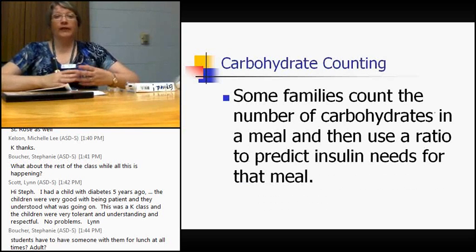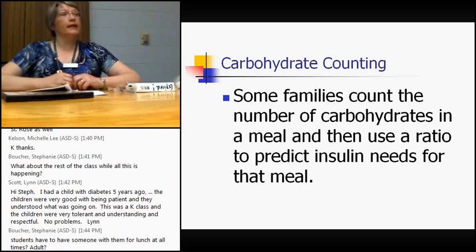Some families would take the amount of carbohydrate that's going to be consumed at the meal, and then they have a mathematical formula they use with a ratio to predict the amount of insulin they need. So then there's a little bit more math skills, a little bit more multiplication, division being involved in that.